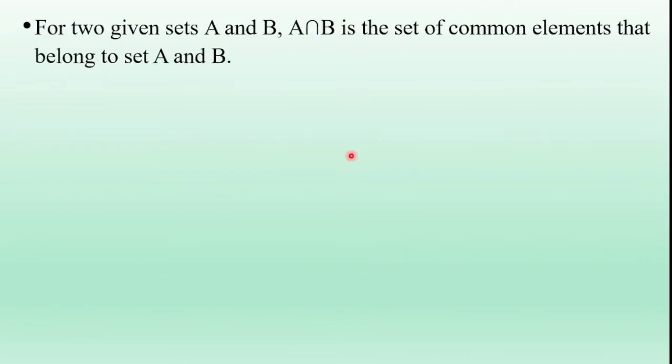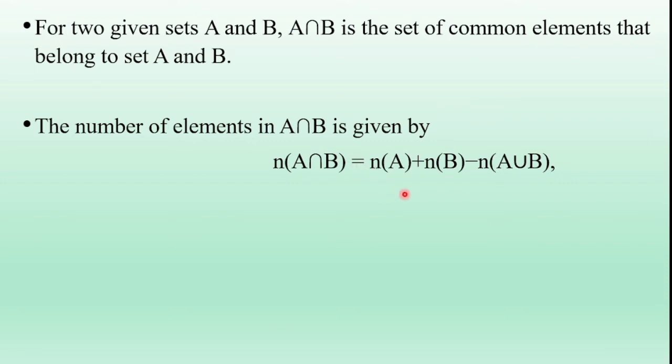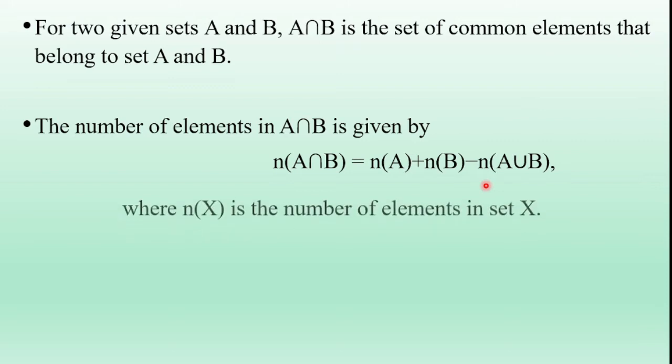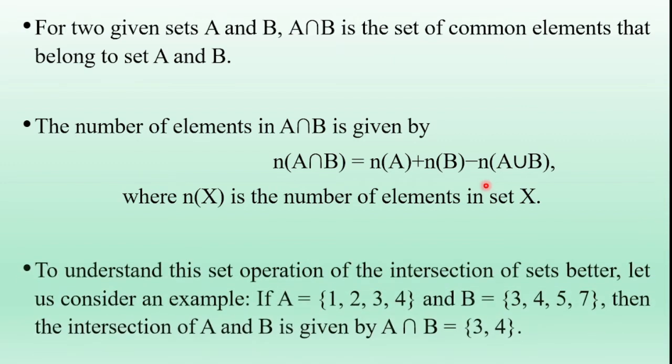For two given sets, capital A and capital B, A intersection B is the set of common elements that belong to set A and set B. The number of elements in A intersection B is given mathematically by n of A intersection B is equal to n of A plus n of B minus n of A union B, where n of X is the number of elements in set X.